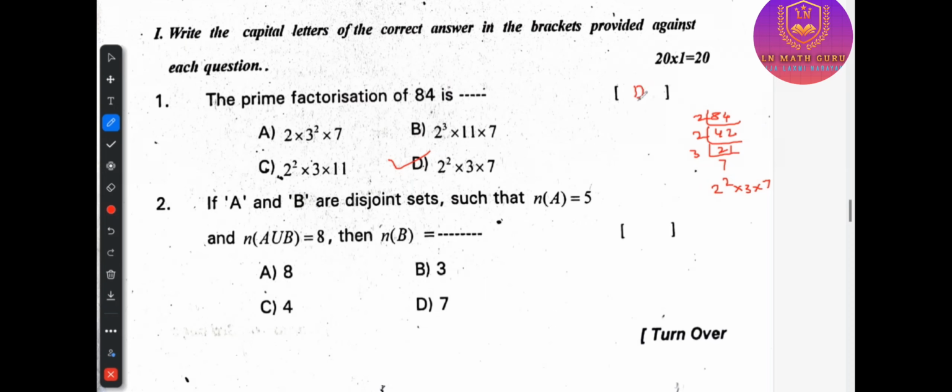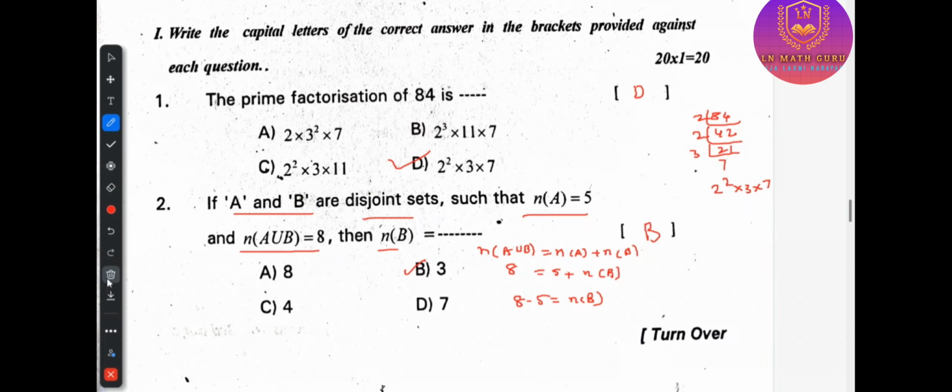The next one: A and B are disjoint sets, then n of A equals 5, that is number of A equals 5, number of A union B equals 8, then n of B is what they're asking to find. So we know the formula, if A and B are disjoint sets, n of A union B equals n of A plus n of B. That means n of A is 5 plus n of B, which we need to calculate, and n of A union B is 8, given. Now 8 minus 5 will be n of B, which is 3. So the option is D.